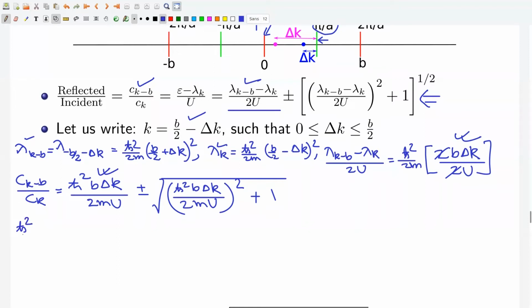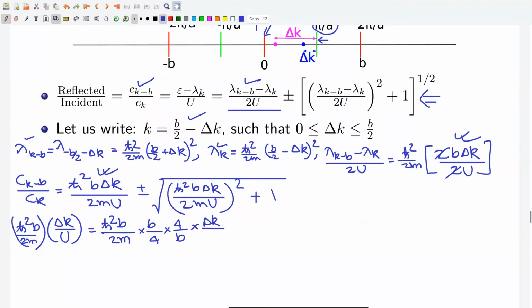So ħ² by 2m times b delta k by u. This is equal to ħ² b by 2m, and then I just multiply with b by 4 and 4 by b times delta k by u, and then we can write this as ħ² by 2m (b by 2) whole square times 4 delta K divided by bU.